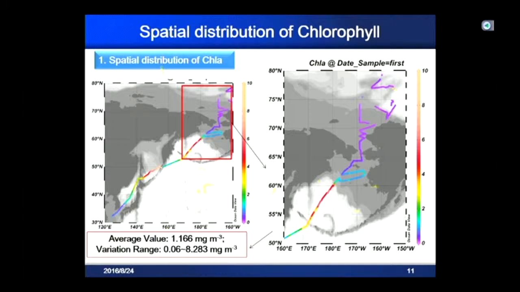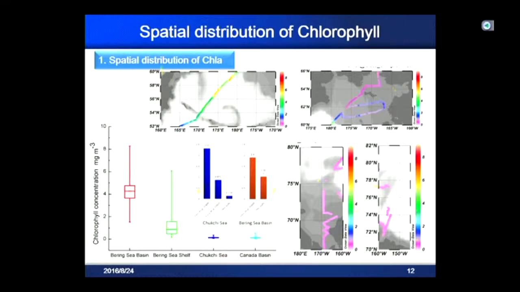So this is the long way from Shanghai across the Japan Sea and the Bering Strait into the Arctic Ocean, north of 50 degrees in the summer of 2014. We compare this result with other references to see the change from the Bering Basin to the Bering Shelf, Chukchi Sea, and the Canada Basin.